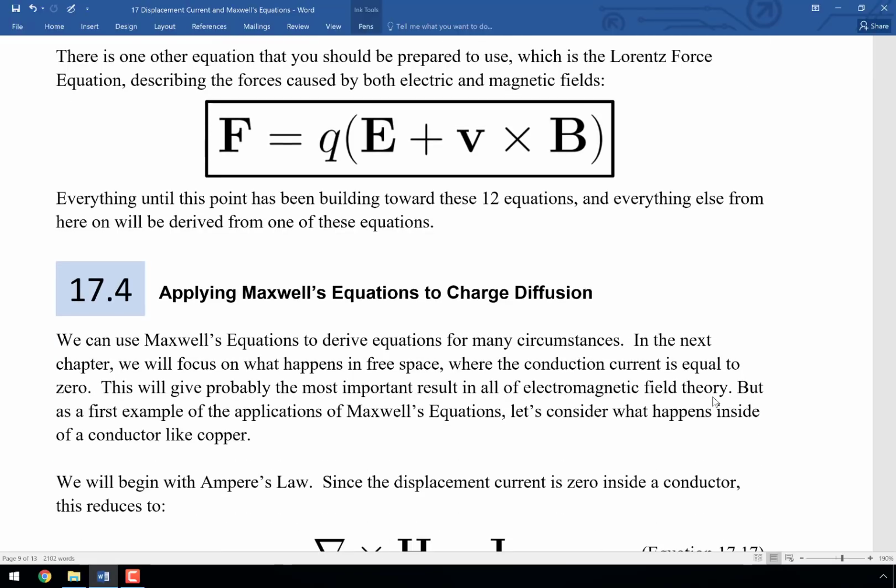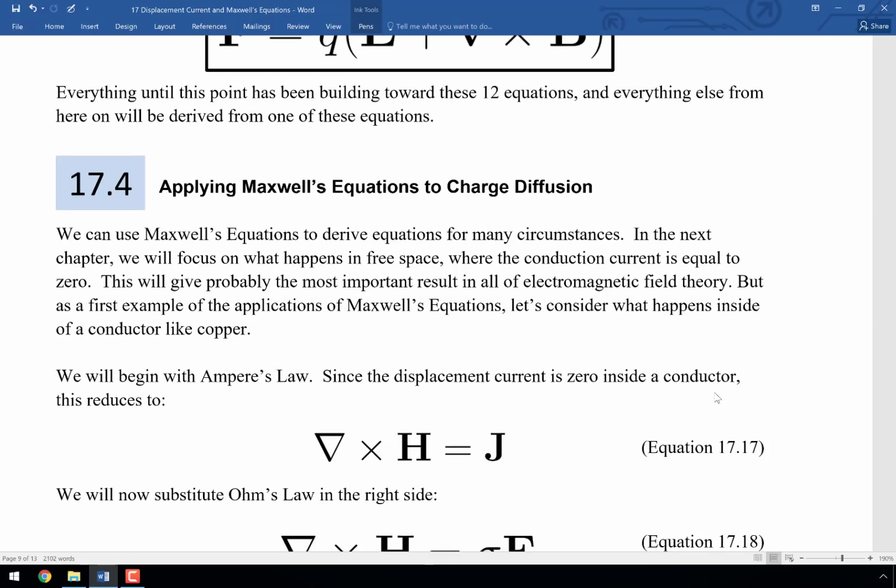Let's see an example of that, because I've been making a big deal about how we can use Maxwell's equations to derive really interesting results, and next time we're going to see the most interesting result you can derive from Maxwell's equations. But let's just briefly talk about what happens with charge diffusion. We can talk about electric fields, we can talk about magnetic fields, but in general, let's consider what happens inside of a conductor, because next time we're going to talk about what happens in free space. So in free space, it's really interesting. But it's also pretty interesting inside of a conductor. So let's focus on what happens inside of a conductor, something like copper.